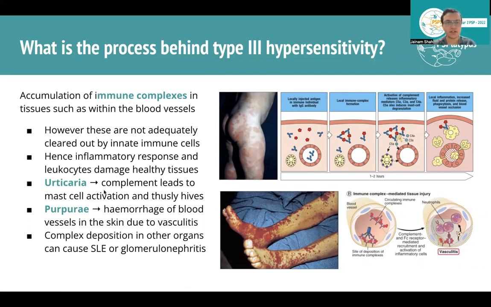So in urticaria, or hives essentially, you have complement that is mainly in the skin, and that leads to mast cell activation in the skin, and then you get this sort of rash developing. You can also get purpurae because of the immune complex getting stuck in blood vessels. And when you get the immune response, because those blood vessels are quite fragile, they can hemorrhage and lead to these sort of hemorrhagic spots underneath the skin. There are also more extreme versions of this where you get them depositing within organs, so specifically in SLE or in some forms of glomerulonephritis that affects the kidneys.